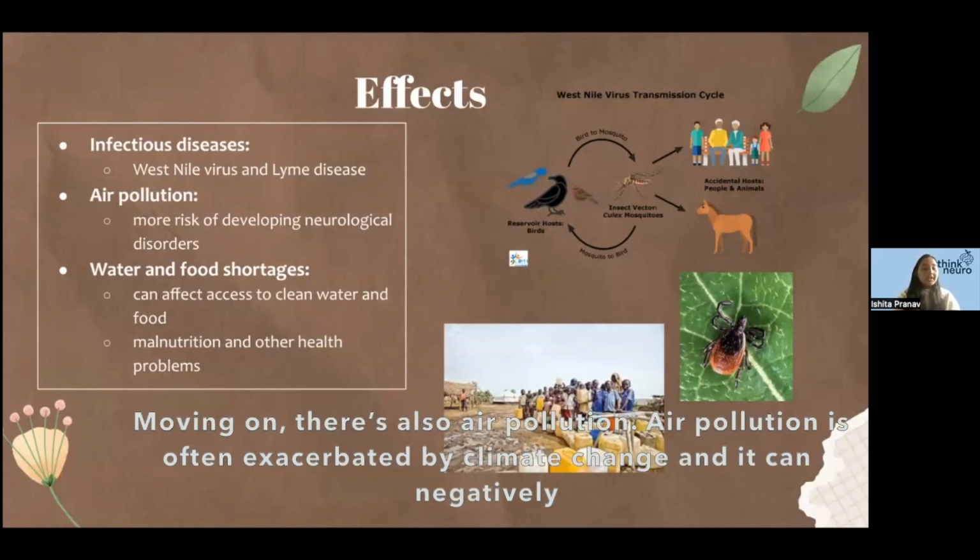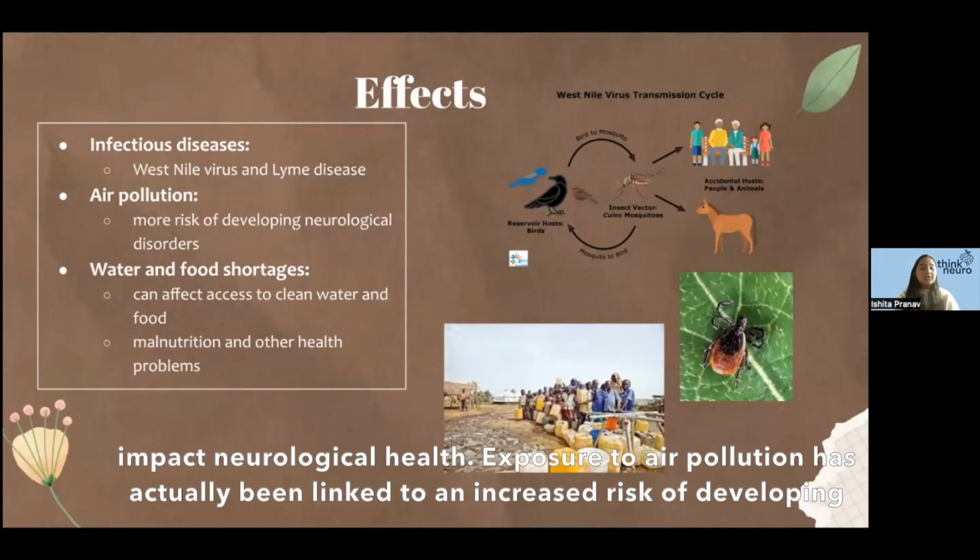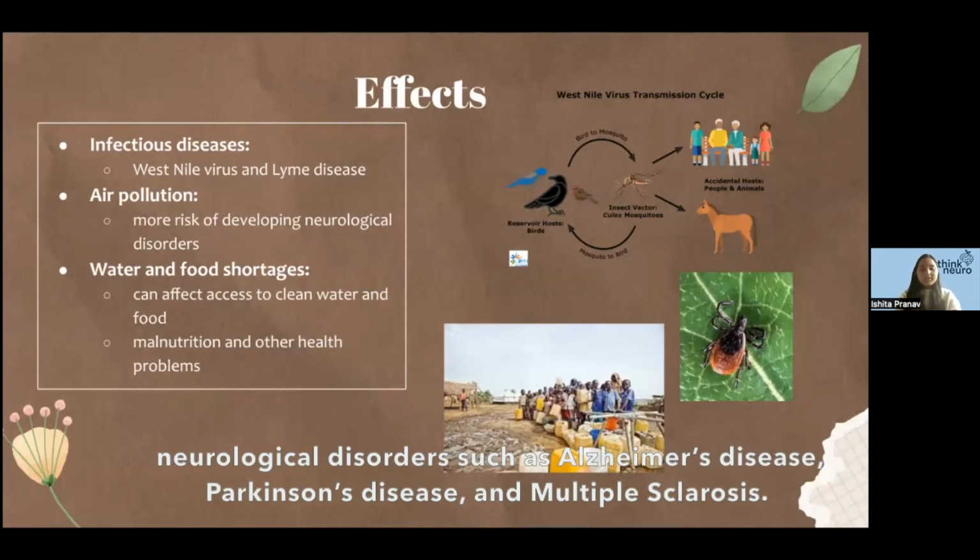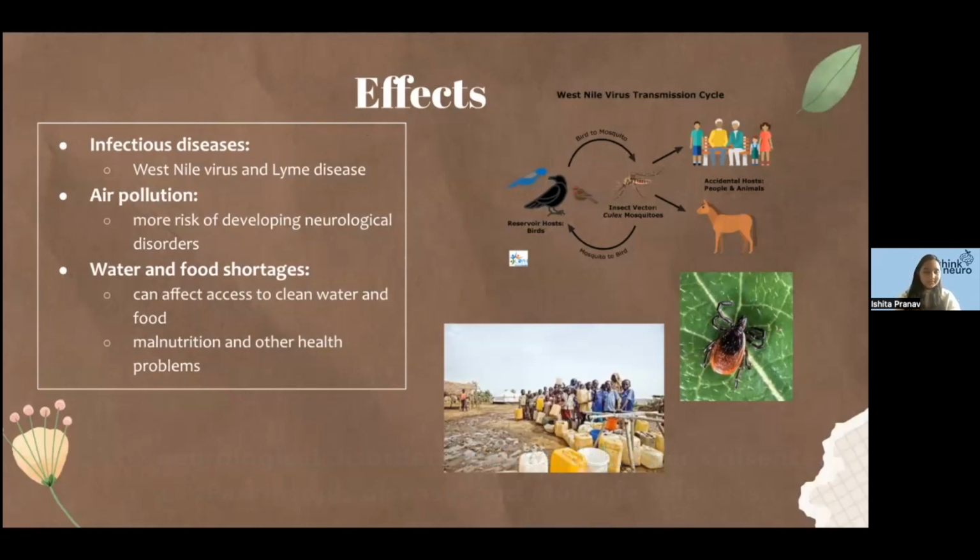Moving on, there's also air pollution. Air pollution is often exacerbated by climate change, and it can negatively impact neurological health. Exposure to air pollution has actually been linked to an increased risk of developing neurological disorders such as Alzheimer's disease, Parkinson's disease, and multiple sclerosis.